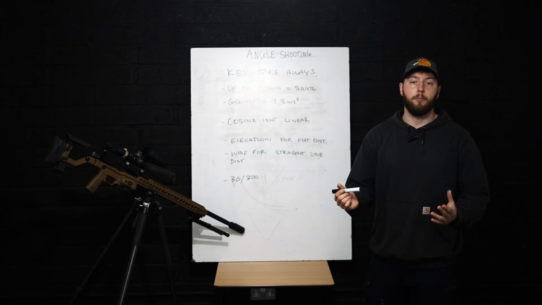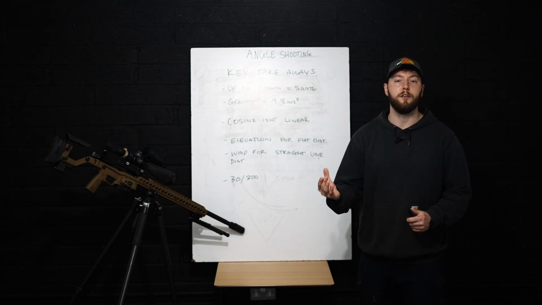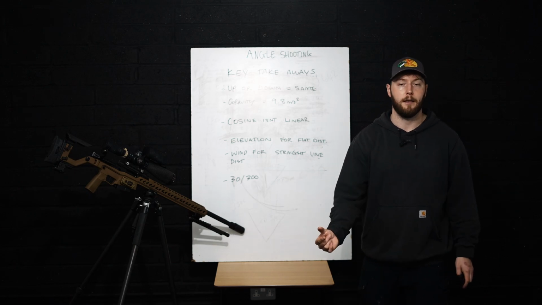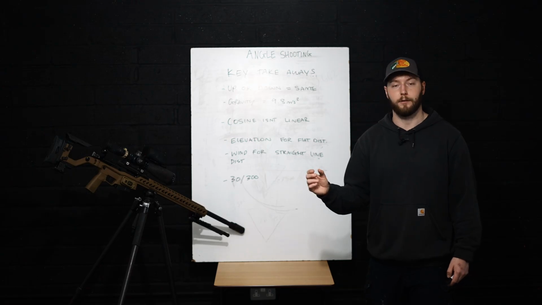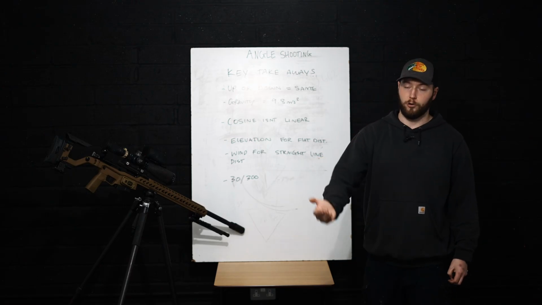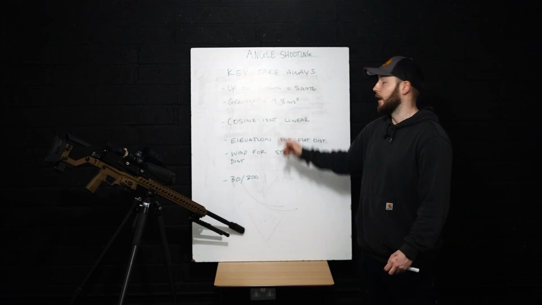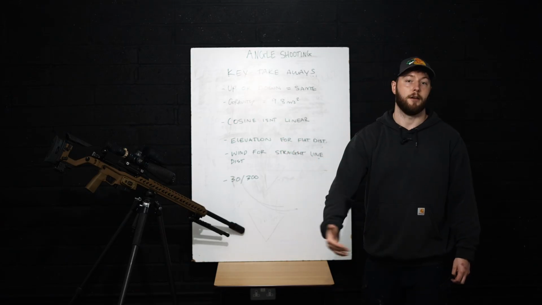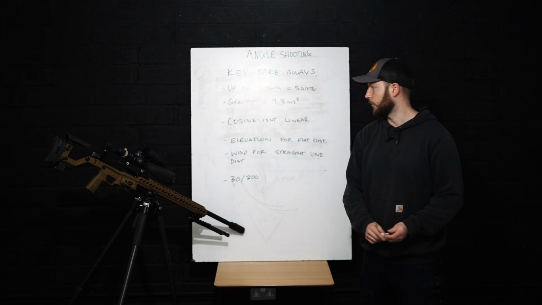Gravity itself is 9.8 meters per second. Just like wind deflection, the longer your bullet is in the air, the more time the wind has to affect your bullet. It's exactly the same with gravity. The longer you're in the air, the more times you're going to accrue that 9.8 meters per second, every second, until you hit terminal velocity.